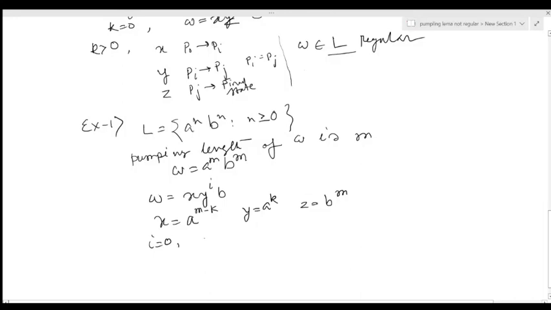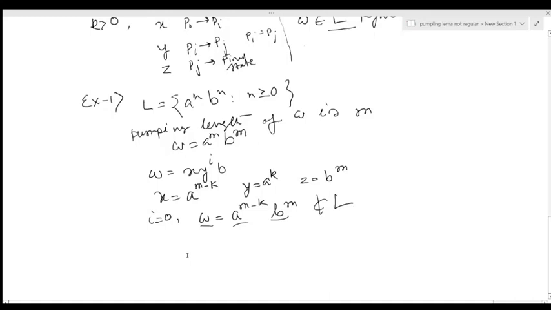What is the form of the W? a to the power m minus k, b to the power m. Now according to the language, the number of a's and the number of b's should be the same for any string of that language. But in this case, m minus k is less than m, so this string W for i equal to 0 does not belong to L. So we need not go further, because one counterexample is enough. But even if we want, we can go for i equals 2.